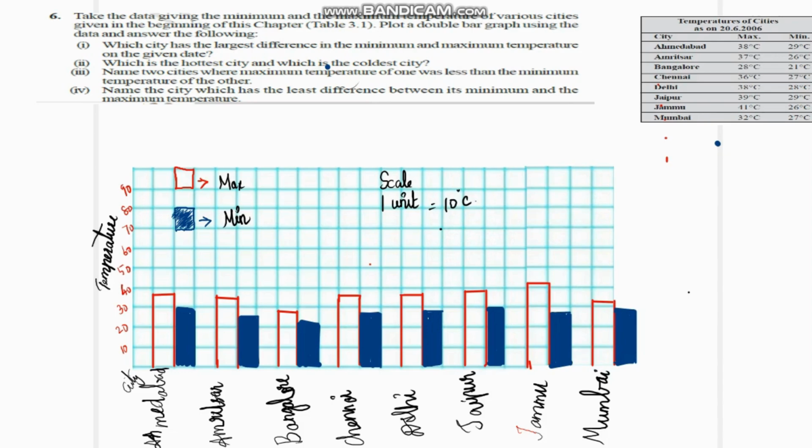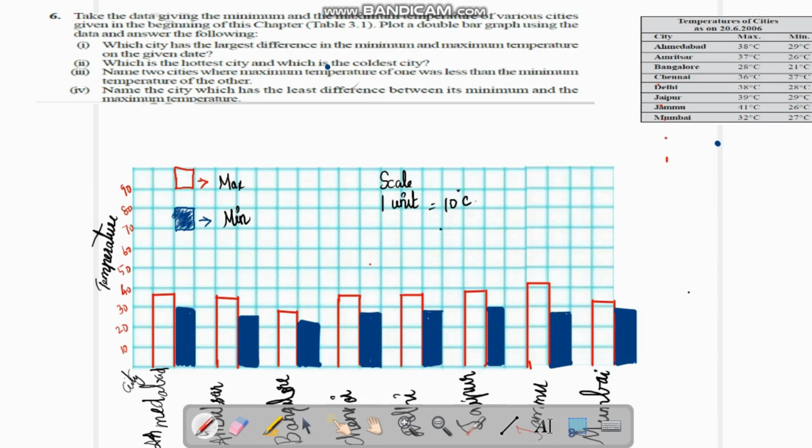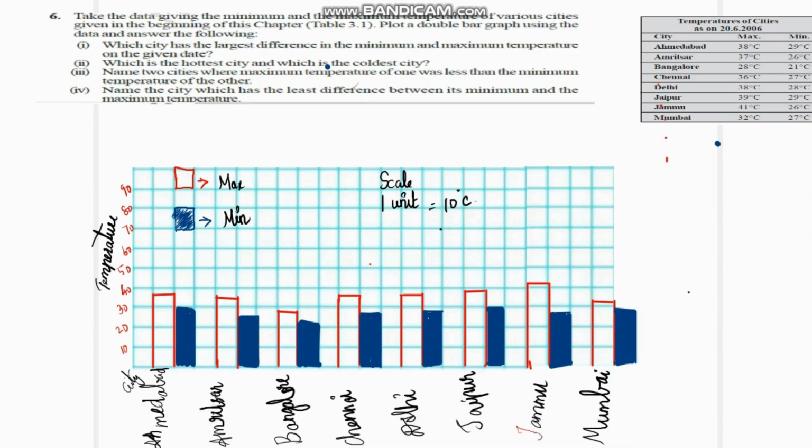Number 6 in Data Handling, Chapter 3. They have given a tabular column, and the question is to take the data giving the maximum and the minimum temperature of various cities given in the beginning of the chapter. So this is the tabular column that has been given in the beginning of the chapter. The table is about the cities Ahmedabad, Amritsar, Bangalore, Chennai, Delhi, Jaipur, Jammu, and Mumbai, and they have given the maximum temperature and the minimum temperature of those cities.